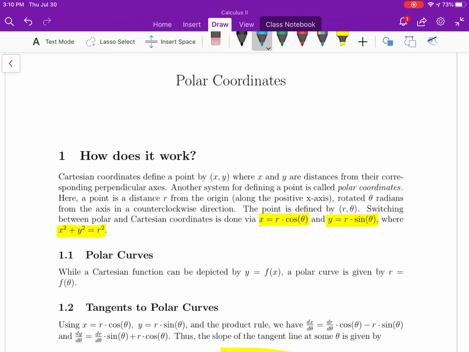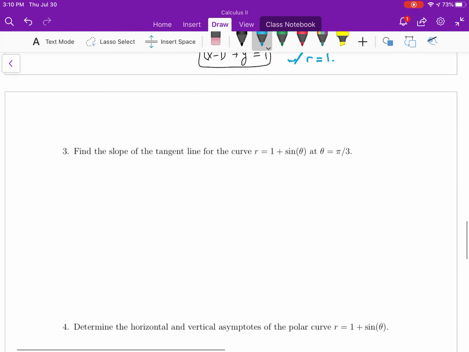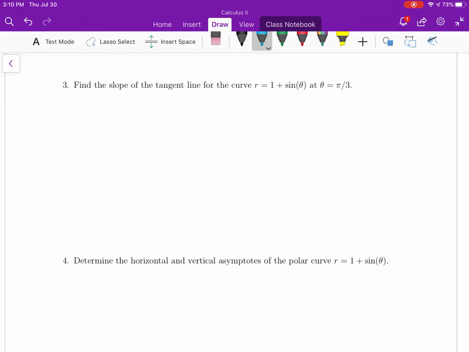And so we are going to continue with polar coordinates. In the last video, we went through problems 1 and 2. We're going to finish with 3 and 4 in this one. In problem 3, it asks us to find the slope of the tangent line for the curve r equals 1 plus sine theta at theta equals pi over 3. And so that is the challenge here.